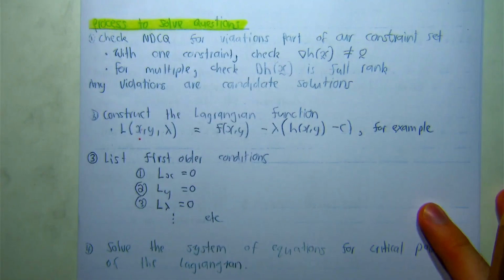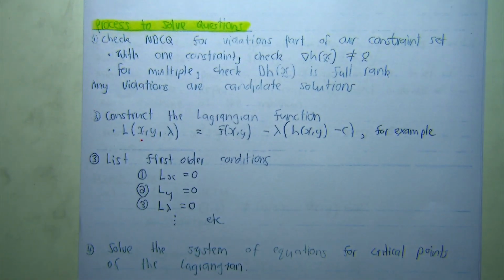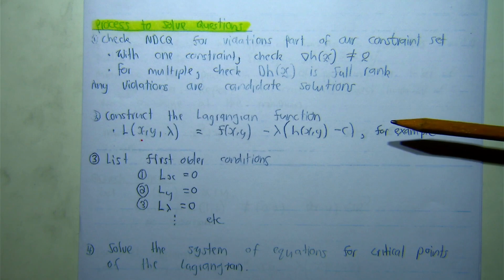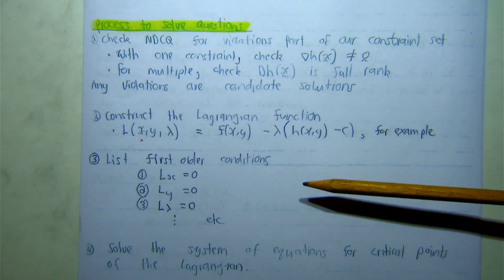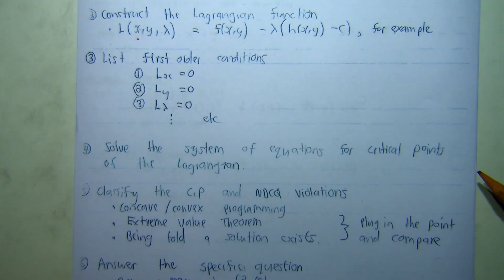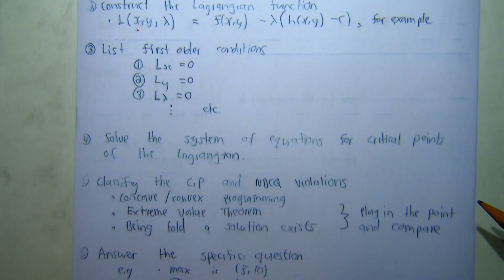The process that we use to solve these types of questions is: 1, check the NDCQ for any violations. 2, we construct the Lagrange function. 3, we list out the first order conditions. 4, we solve the system of equations for critical points of the Lagrangian.